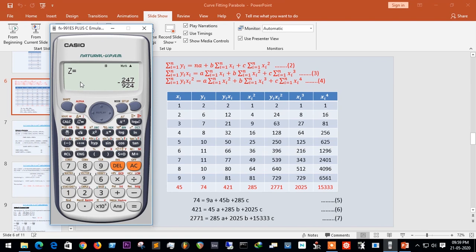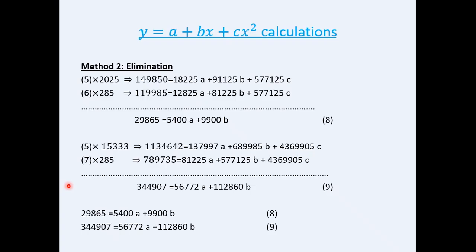If scientific calculator is not permitted or not available, you can also manually solve the equations either by elimination method or by using Cramer's rule. Let us see elimination method. We know in elimination method, we are eliminating the variable one by one. We have 3 equations 5, 6 and 7.